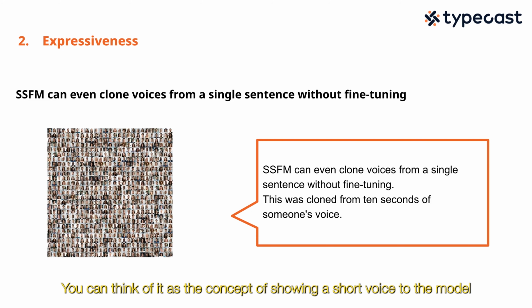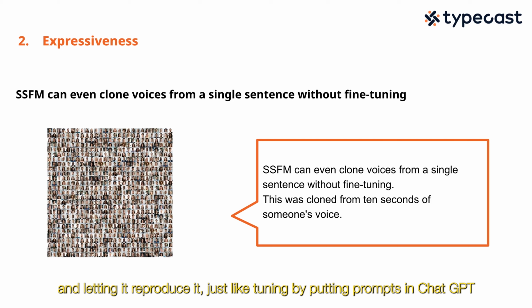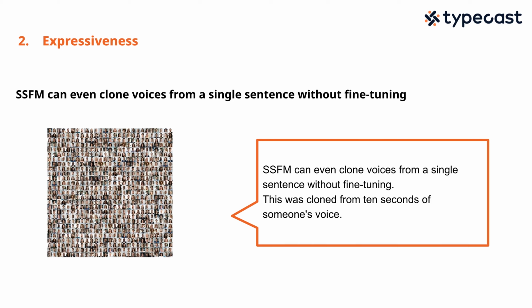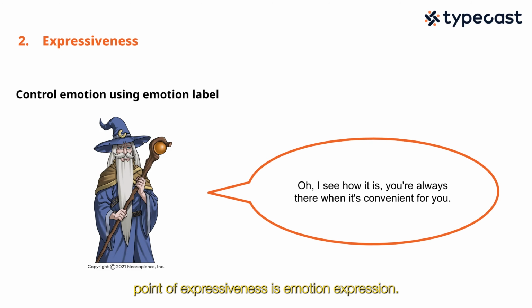You can think of it as the concept of showing a short voice to the model and letting it reproduce it, just like tuning by putting prompts in ChatGPT. Another important point of expressiveness is emotion expression. Let's listen to the emotion expression of a wizard grandfather.